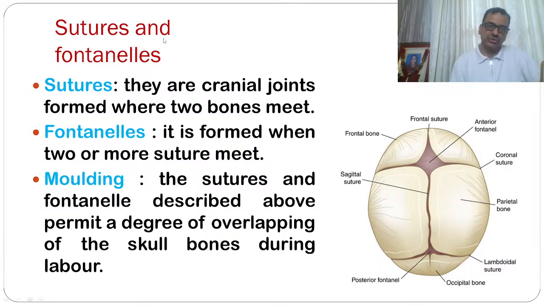Now we will discuss the sutures and fontanelles of the fetal skull. What are sutures? They are cranial joints formed where two bones meet. So these are joints, this one, this one, this one. These are known as sutures. And what are fontanelles? A fontanelle is formed when two or more sutures meet. So these are the fontanelles, this one and this one. And what is molding? The sutures and fontanelles described above permit a degree of overlapping at the time of delivery, and this is known as the molding process.